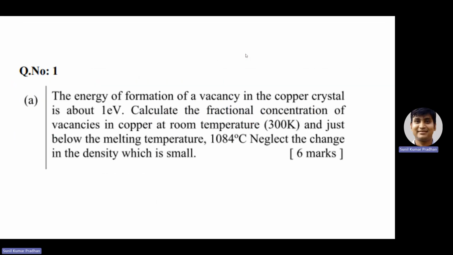So the first question is here: the energy of formation of a vacancy in a copper crystal is 1 electron volt. Calculate the fractional concentration of vacancies in copper at room temperature. It is clearly mentioned that at room temperature you have to find the fractional concentration. And another, you have to find the fractional concentration just below its melting temperature, that is at 1084 degrees centigrade. Neglect the change in the density, which is very small. So how can we proceed with this?